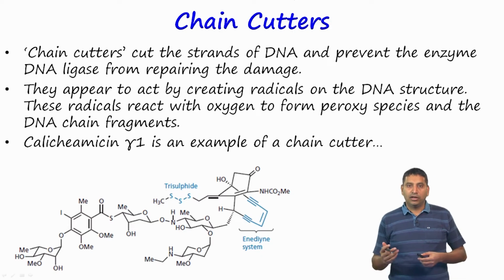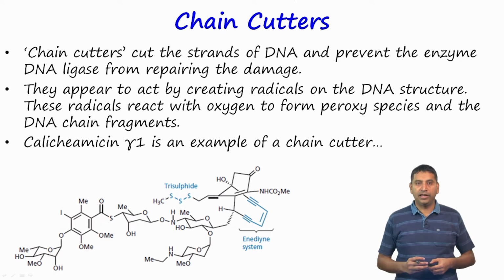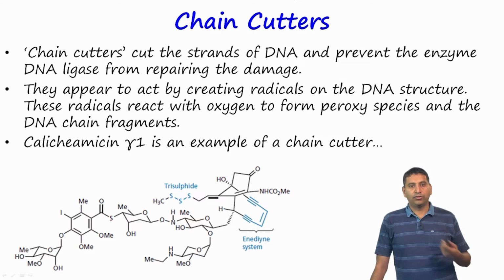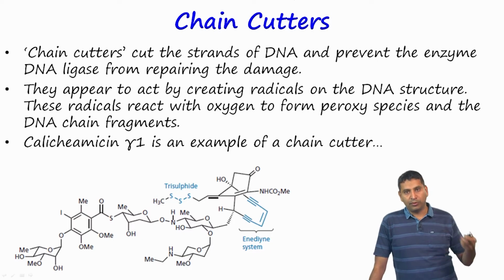This is done by preventing the enzyme DNA ligase from repairing the damage. Once DNA is damaged, there are endogenous, or cellular, mechanisms which are useful for repair. So if you inhibit this repair mechanism, you will achieve the same target of damaging DNA. One of the ways in which they work is by creating radicals on the DNA structure, and as we looked at earlier, these radicals can react with oxygen to form peroxy species and so on, and these can basically break down the DNA.